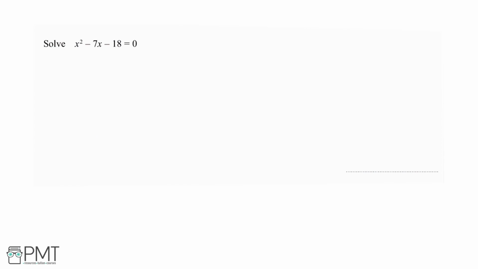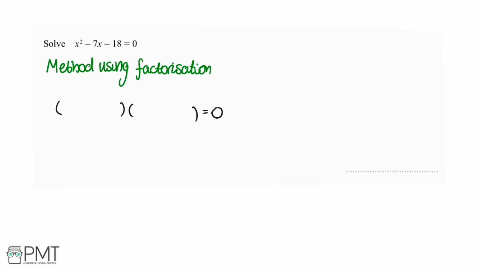Solve x squared minus 7x minus 18 equals 0. There are a number of different methods we can use to solve a quadratic, but I'm going to do this by factorising. Essentially that means I'm going to take this quadratic and put it into a pair of brackets. So I'm going to have a bracket here multiplied by another bracket equals 0. We need to work out what set of brackets would multiply out to give us this expression here. So firstly, let's look at the x term. We're going to have x squared.